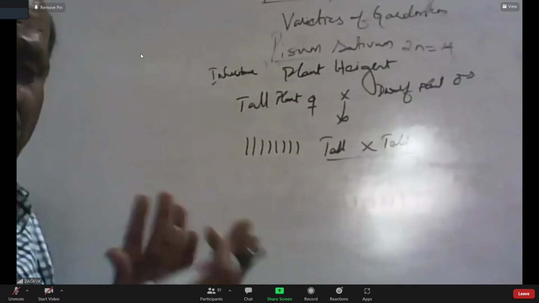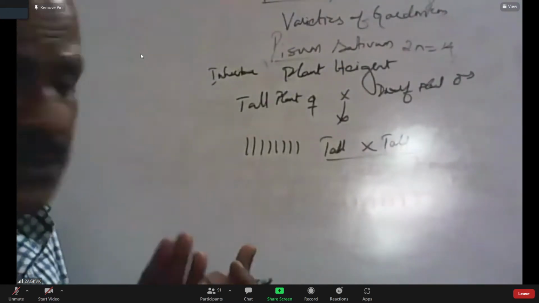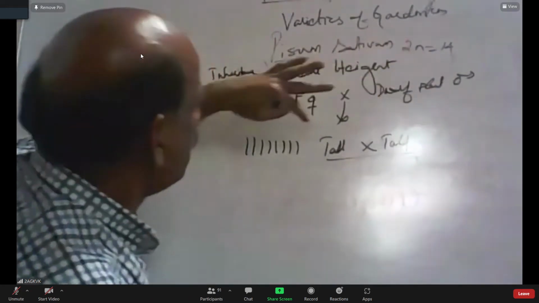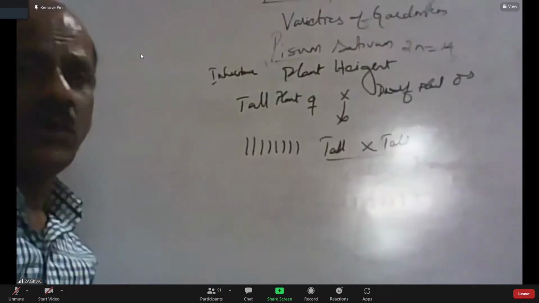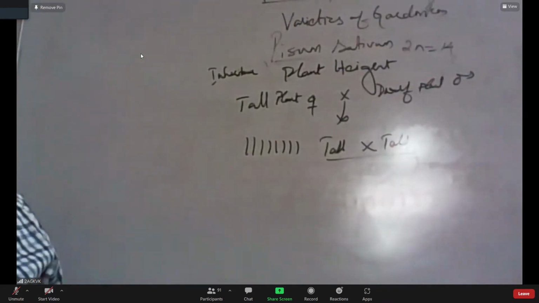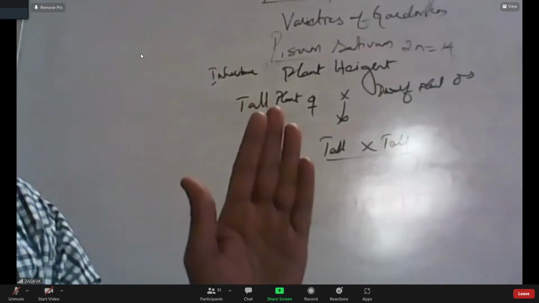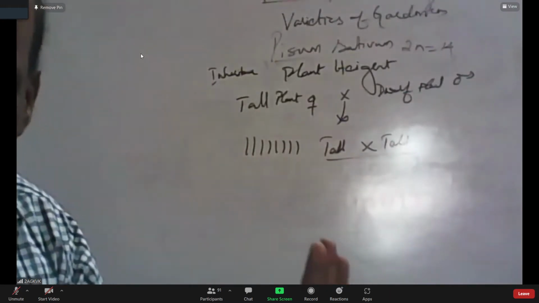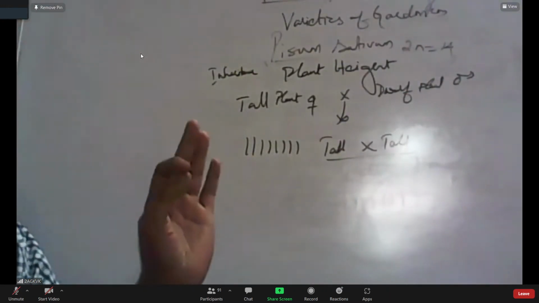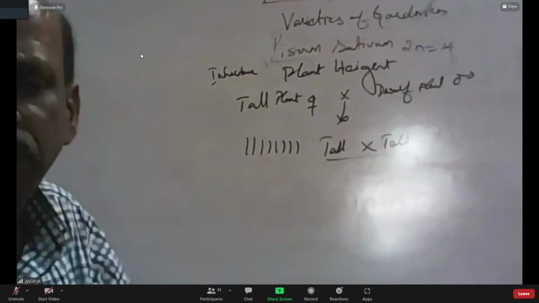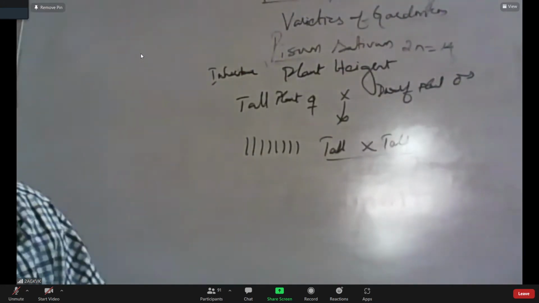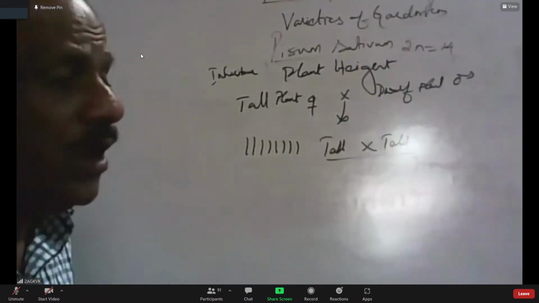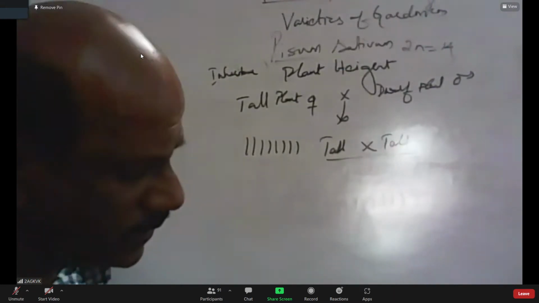What is tall as female, dwarf as female? It is a set of reciprocal crosses. Irrespective of whether a tall plant was used as female or a dwarf plant was used as female, the resulting F1 was always tall. So what is the conclusion that Mendel gave? The F1 generation has uniform phenotypic expression, and that is called the law of uniformity. All the resulting F1 individuals have the same, uniform phenotype. Did you get it?